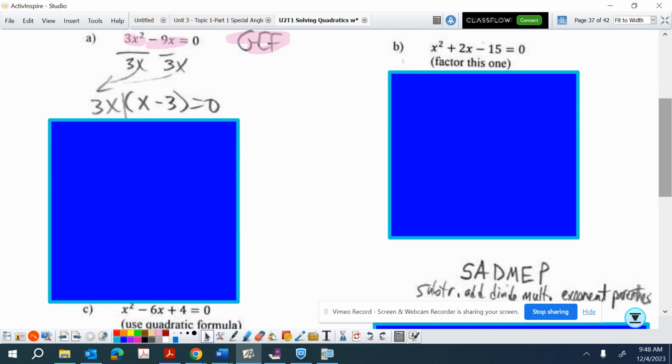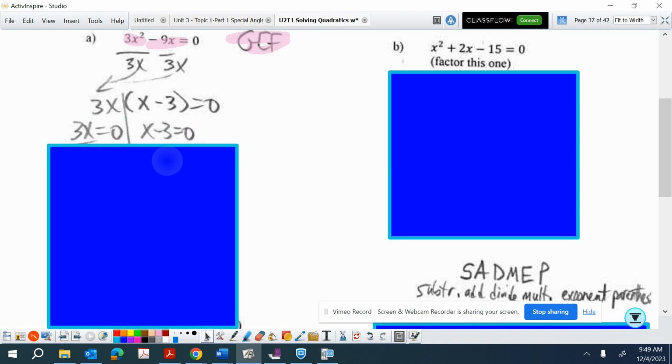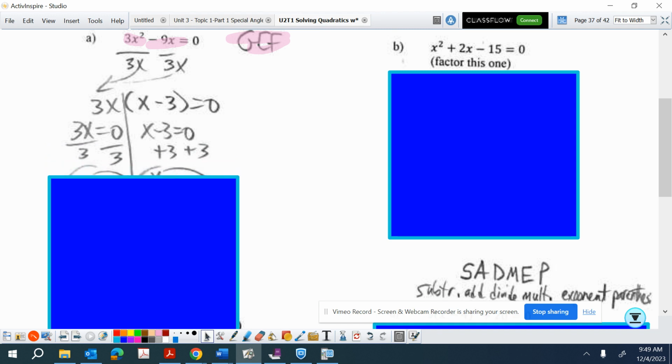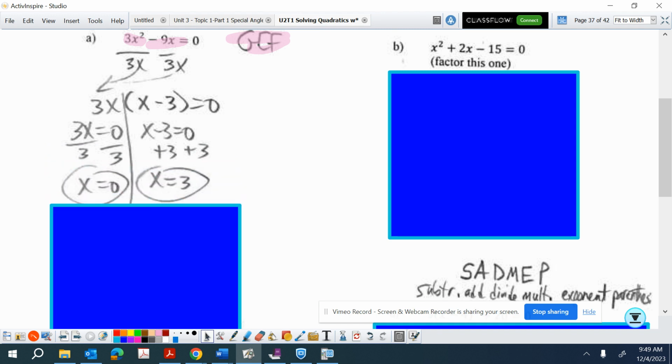Once our quadratic is in factored form, we can set each factor, both 3x and x minus 3, equal to 0, and then solve each equation separately. To get x by itself on the left, I'm going to divide both sides by 3, and then I'm going to simplify saying x equals 0. On the right, x minus 3 equals 0. That means I have to add 3 to both sides. So my two solutions are 0 and 3. Keep in mind that for this one, because there is no radical, there is no reason to check for extraneous.